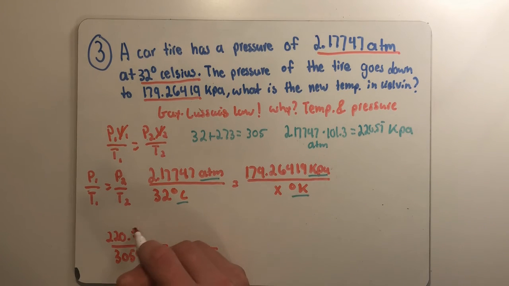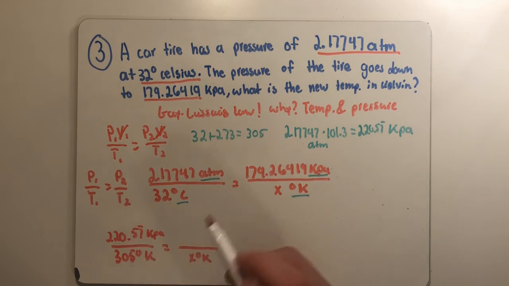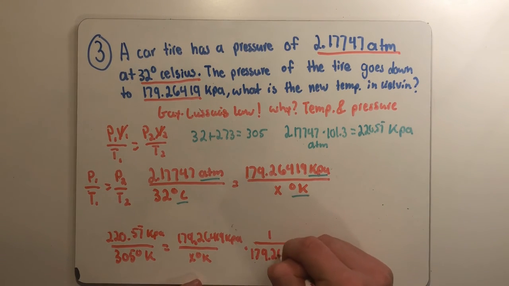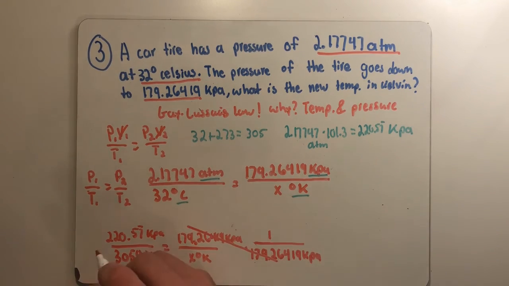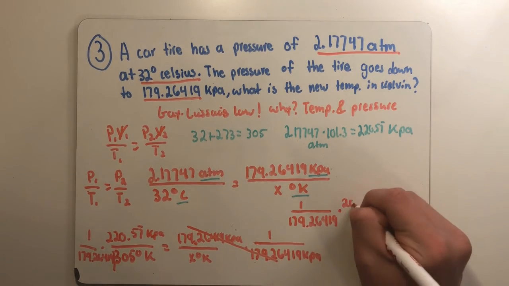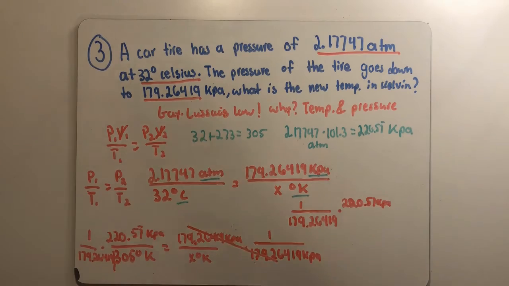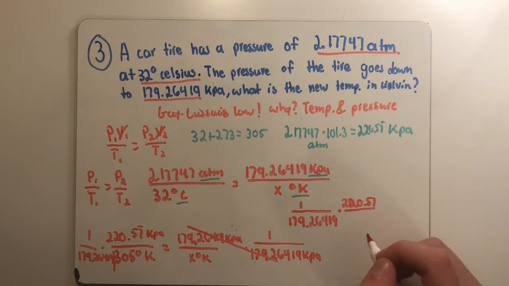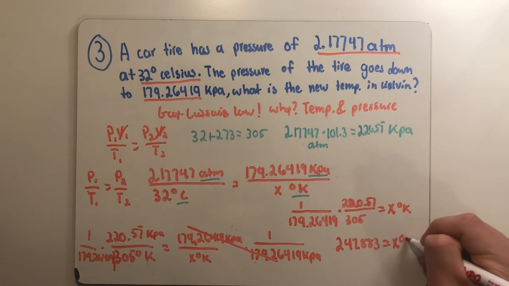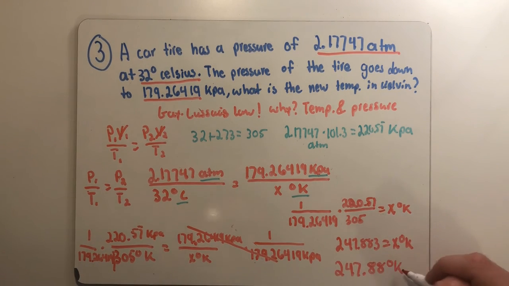Now my equation is set up as 220.57 kilopascals over 305 degrees Kelvin is equal to 179.26419 kilopascals over x degrees Kelvin. I need to multiply both sides of the equation by 1 over 179.26419 kilopascals to get x secluded on one side of the equation. Multiplying that out, I get 247.833 equals x degrees Kelvin. Implementing my units, 247.88 degrees Kelvin is my answer.